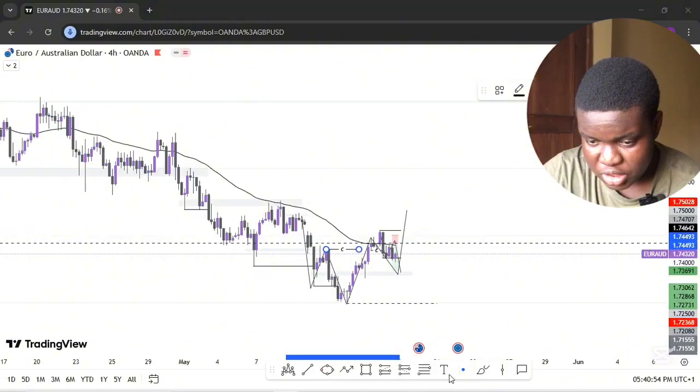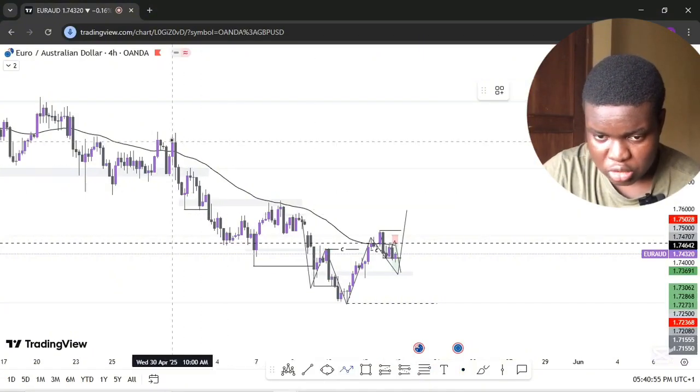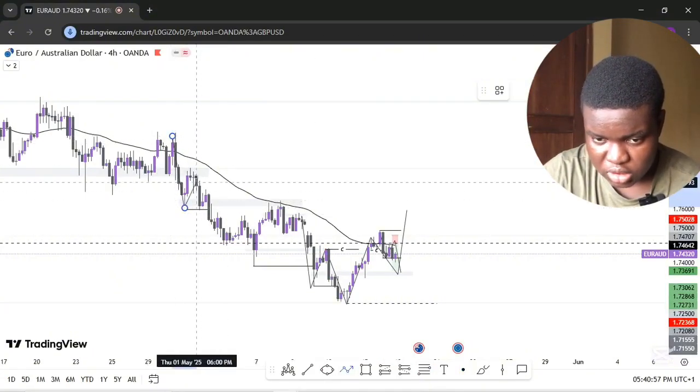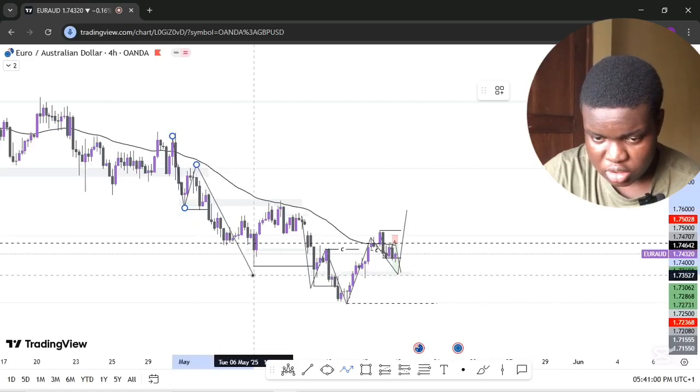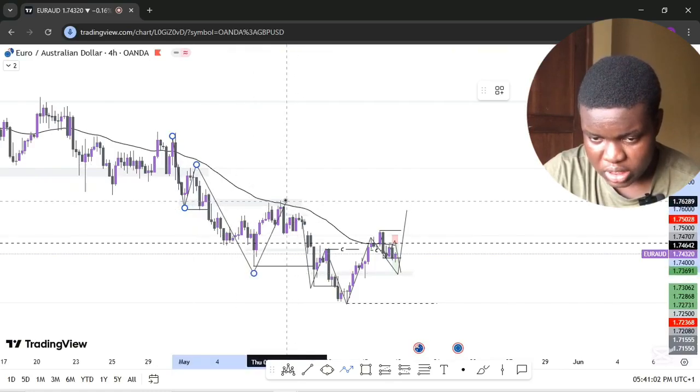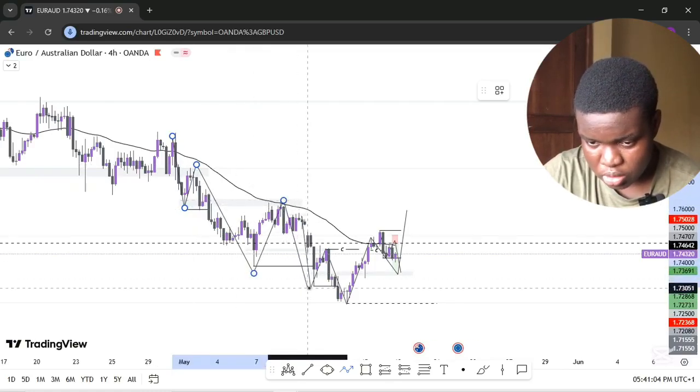So last week we were trending down on Euro AUD. Price was giving us a lower low, and this was a lower high. This is the next swing leg, lower low. This was a lower high. This is the next lower low, and this was a lower high. This is a lower low.